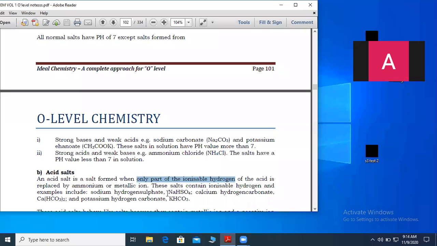Examples: sodium hydrogen sulfate, meaning this one is coming from sulfuric acid. Calcium hydrogen carbonate. Note the formula that the valence of calcium is 2, whereas the valence of hydrogen carbonate is 1. So this is the correct formula of calcium hydrogen carbonate.